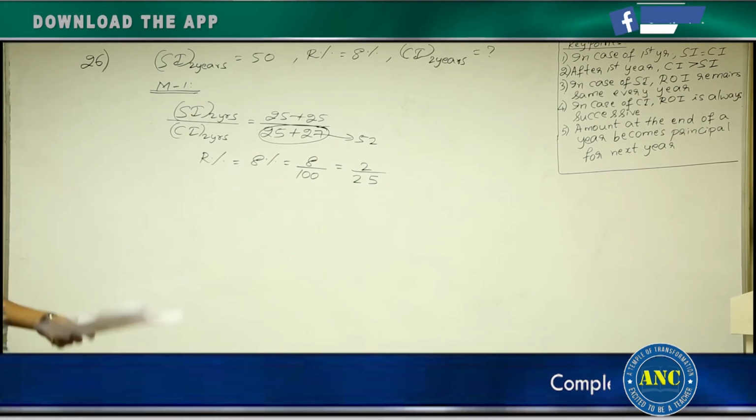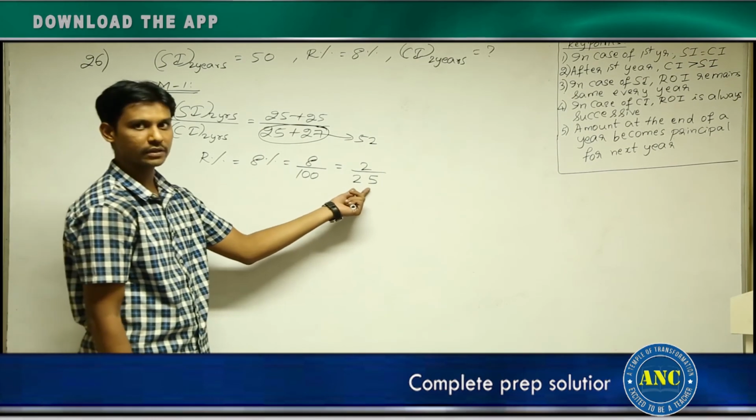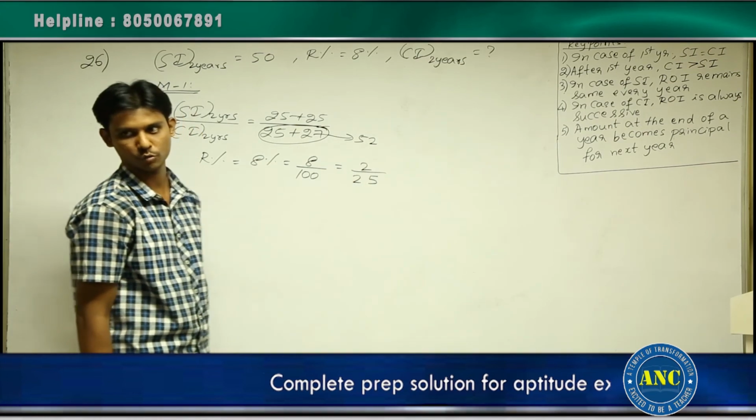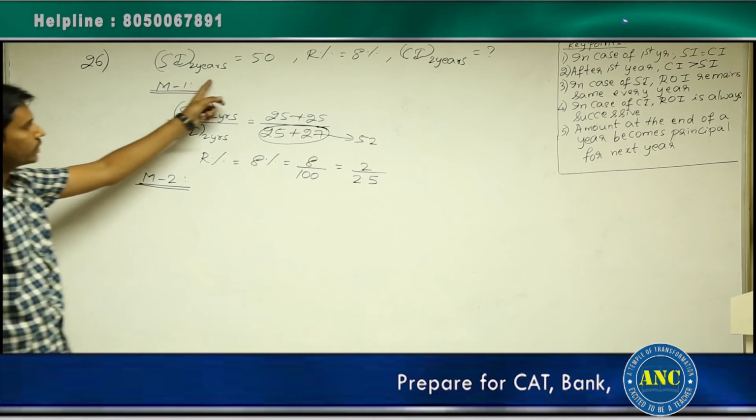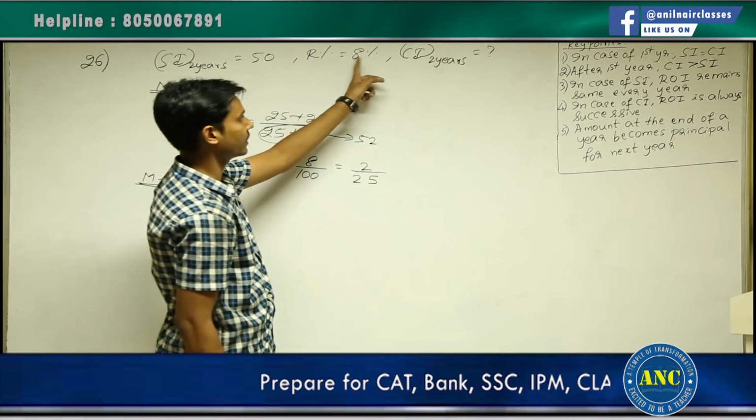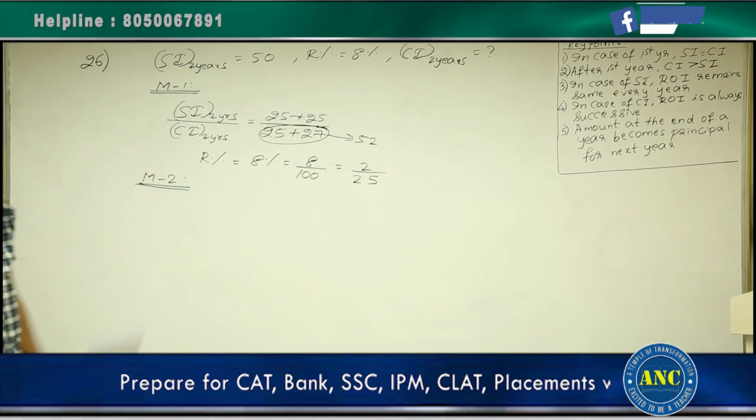Rate of interest is 2 by 25. Initially I had 25 rupees. Upon 25 there should be an increase of 2 rupees. So it becomes 27 rupees. Now the second method. SI for 2 years is 50. 8% rate of interest. CI for 2 years for same rate of interest. How much is the question?